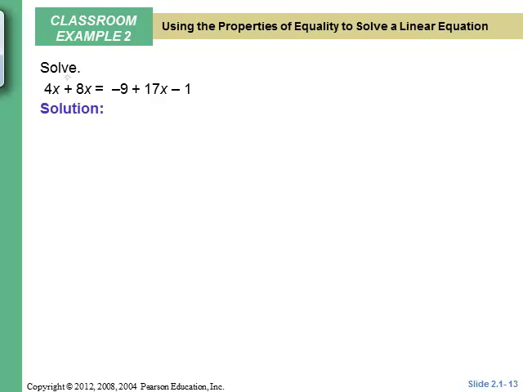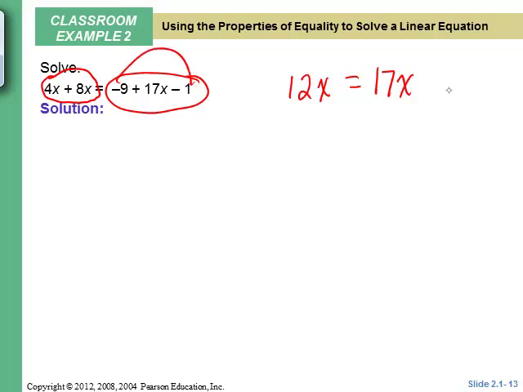Well, the first thing we notice is we've got like terms that we're going to want to combine. So let's rewrite this. 4x plus 8x is 12x equals 17x, and then negative 9 minus 1 more is negative 10. Now we've got all our like terms combined.